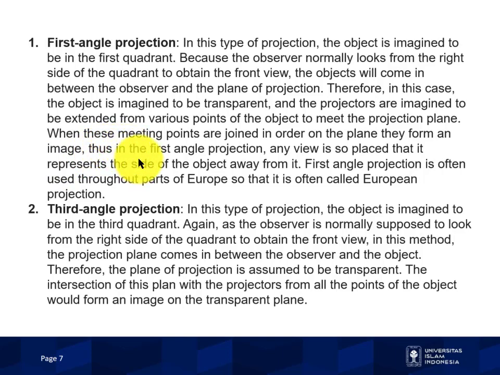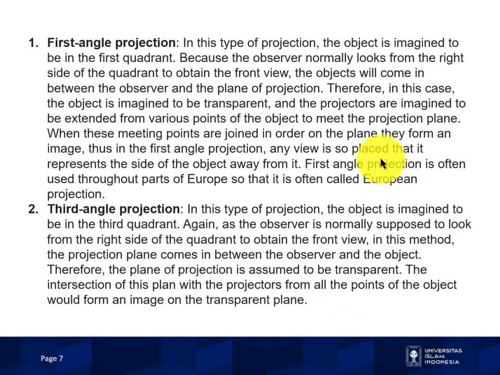Thus, in a first angle projection, any view is so placed that it represents the sides of the object away from it. First angle projection is often used throughout parts of Europe, so it is often called European projection. So first angle projection, we can also call it a European projection. And then the second is about third angle projection.